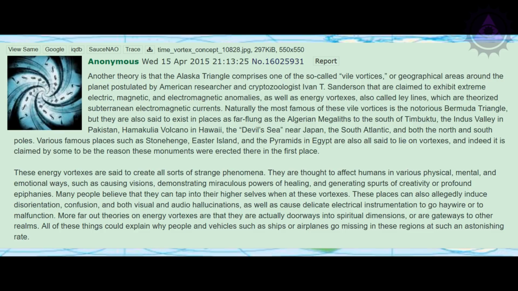Many people believe that they can tap into their higher selves when at these vortexes. These places can also allegedly induce disorientation, confusion, and both visual and audio hallucinations, as well as cause delicate electrical instrumentation to go haywire or to malfunction. More far-out theories on energy vortexes are that they are actually doorways into spiritual dimensions, or are gateways to other realms. All of these things could explain why people and vehicles such as ships or airplanes go missing in these regions at such an astonishing rate.